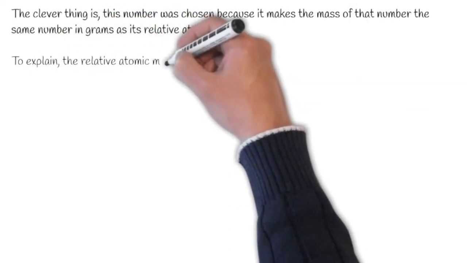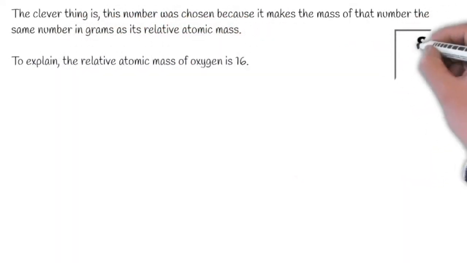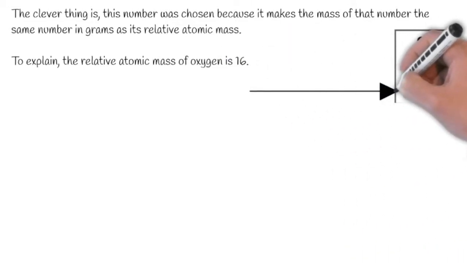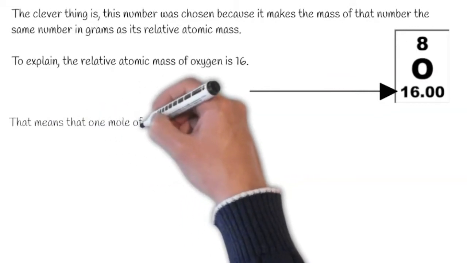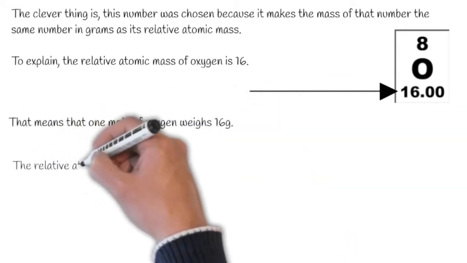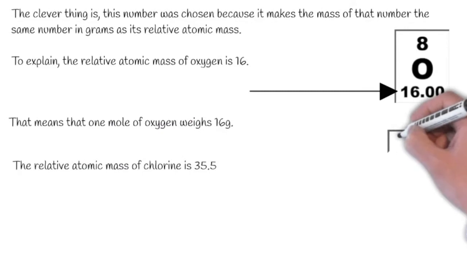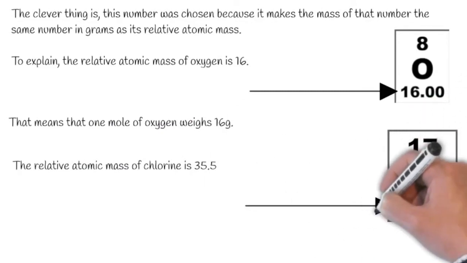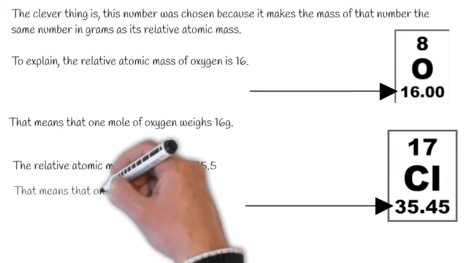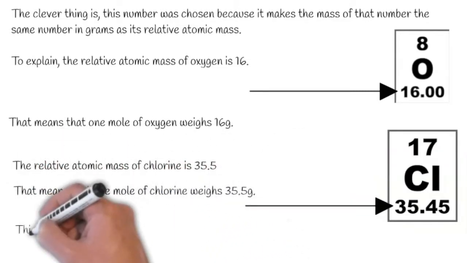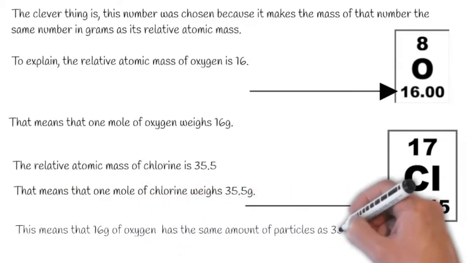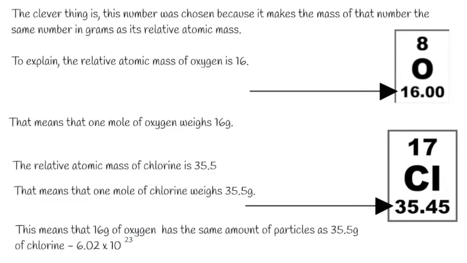Let me explain. The relative atomic mass of oxygen is 16. We can find this in the periodic table, just here. That means that 1 mole of oxygen weighs 16 grams. The relative atomic mass of chlorine is 35.5. We can find that here. That means that 1 mole of chlorine weighs 35.5 grams. This means that 16 grams of oxygen has the same amount of particles as 35.5 grams of chlorine, which is a mole.